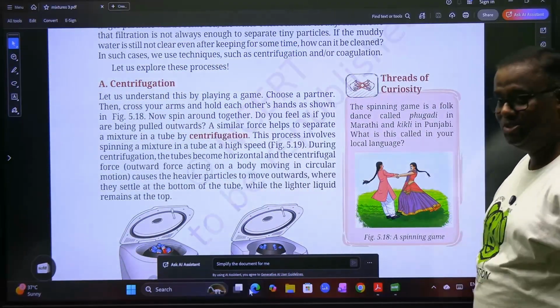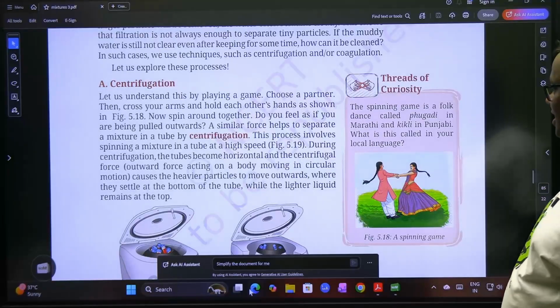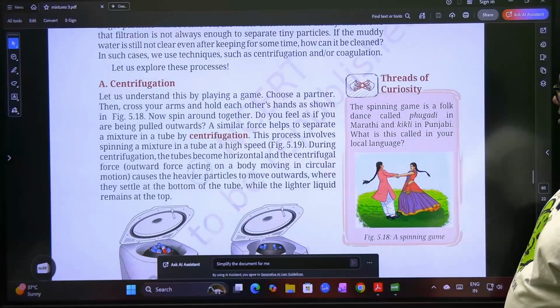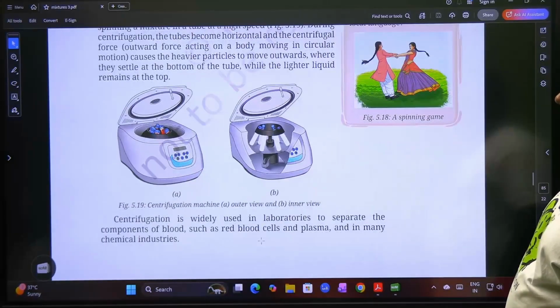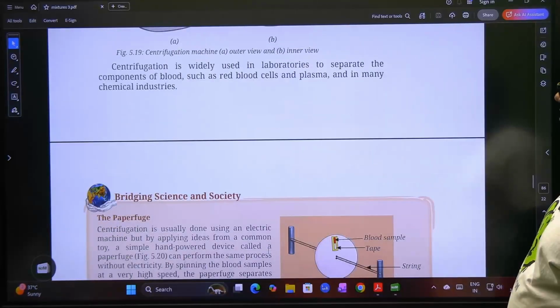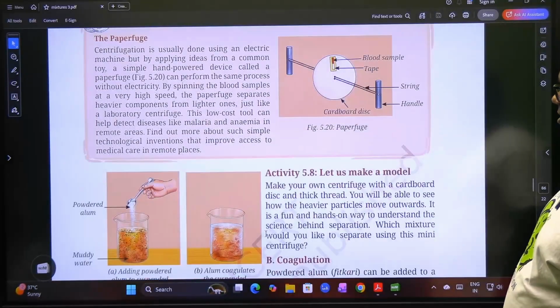Know everything, only then is there beauty in it. So this is centrifuging. That's all. We don't have anything.